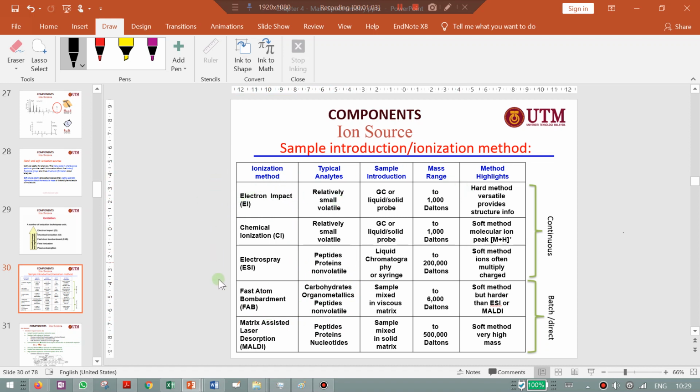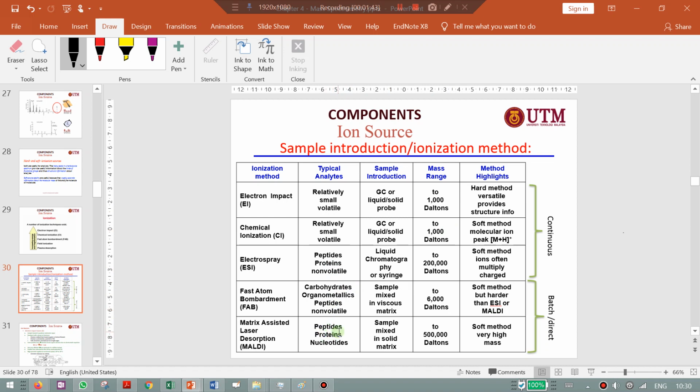If you look at the typical analyte for these techniques, from the top one to the bottom, electron impact is the hard ionization technique. It becomes softer as we go to the bottom. For the hard ionization technique, the typical analyte is relatively small. The size of the molecule is not that large, and the sample must be volatile. As we go down to electrospray, as the technique becomes softer, we can analyze much bigger compounds and also non-volatile compounds.